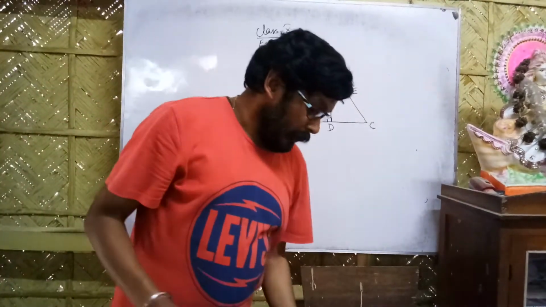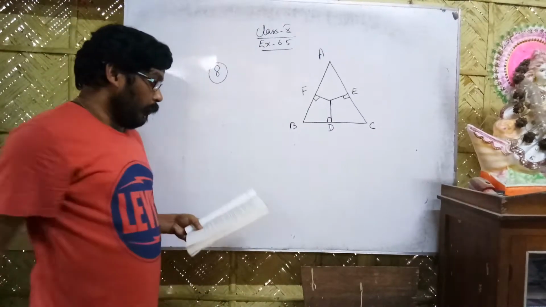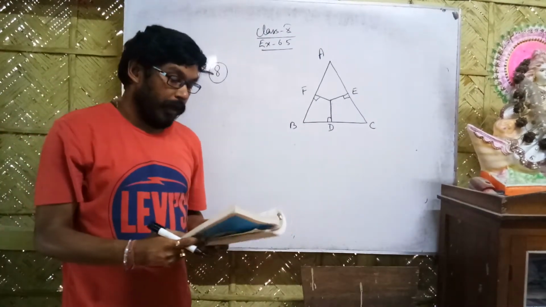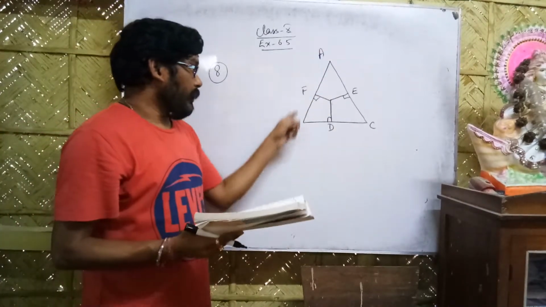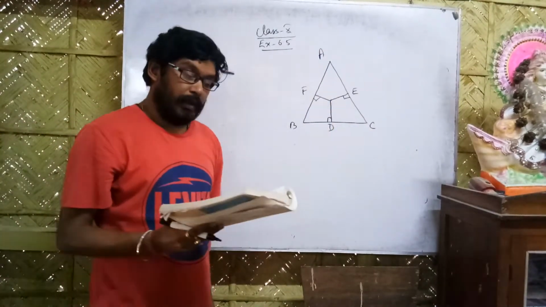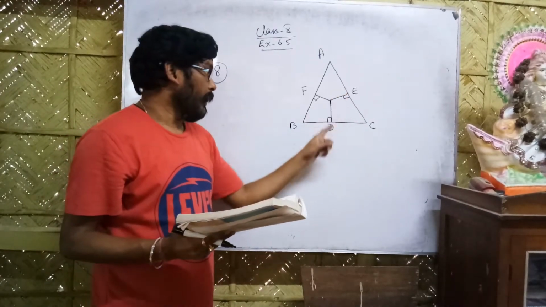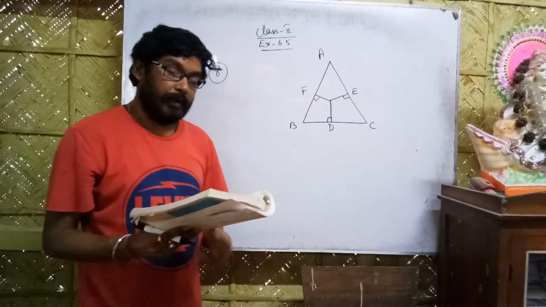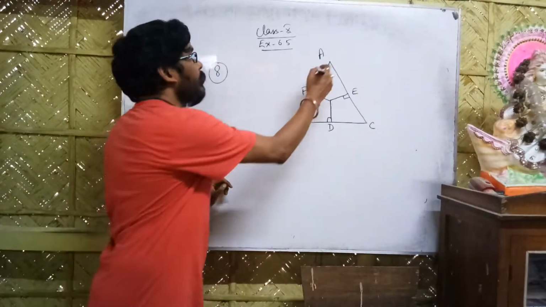Now, exercise 6.5, question number 8. O is a point in the interior of triangle ABC. ABC is a triangle, and O is a point here. OD is perpendicular to BC, OE is perpendicular to AC, OF is perpendicular to AB. Then show that OA square. Here OA is not joined, so join OA.